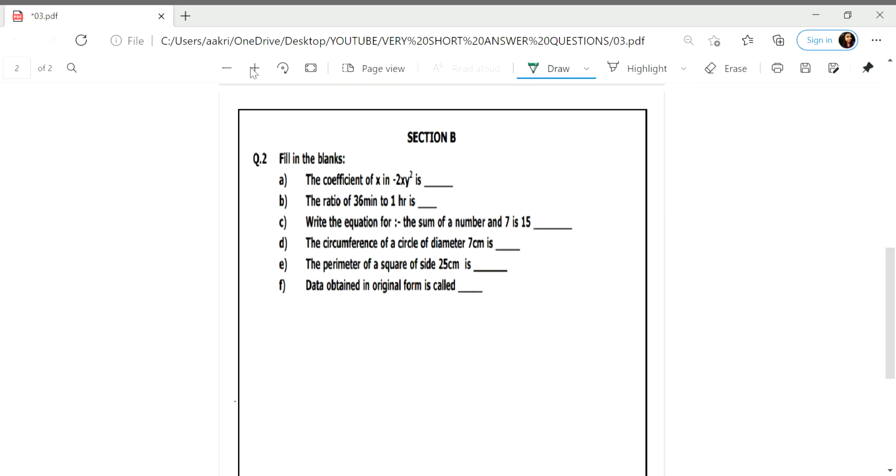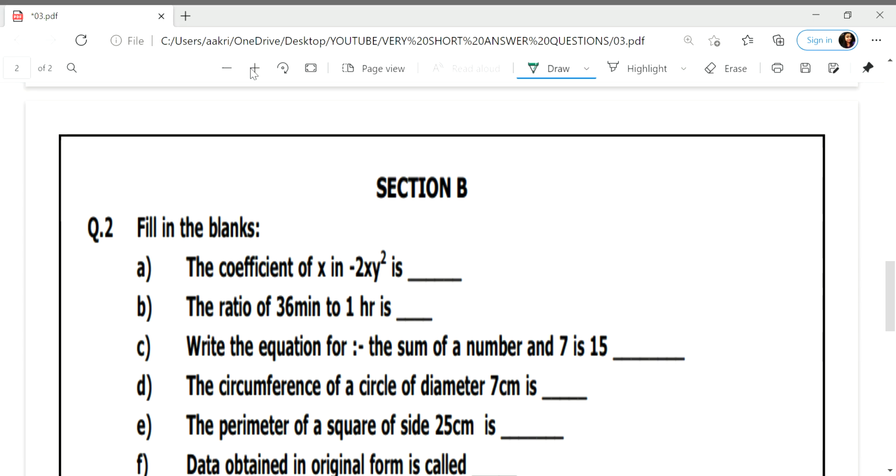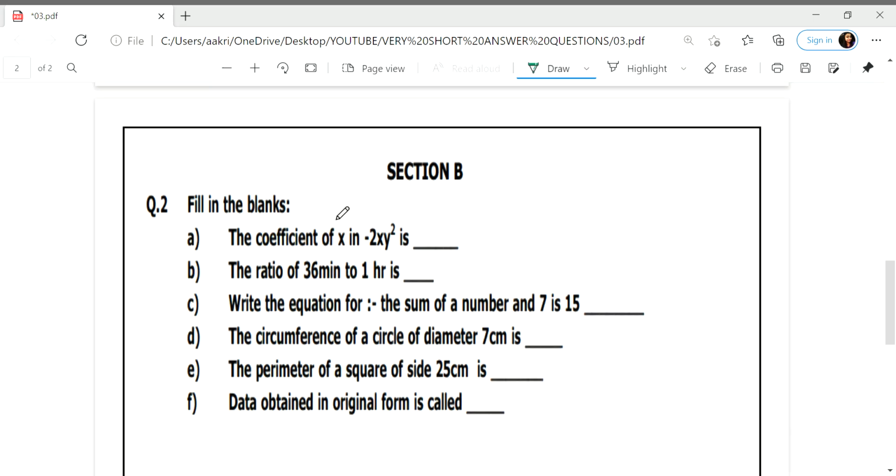So here is the next set of questions. Section B. Fill in the blanks. The coefficient of x in minus 2xy squared. So the coefficient is always a constant term. So that is minus 2. You will not forget the negative sign. The ratio of 36 minutes to 1 hour.